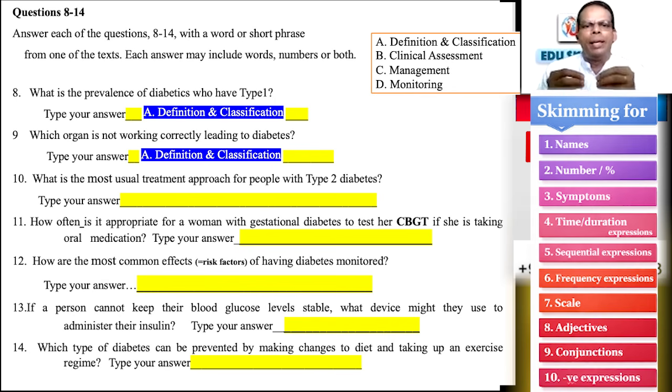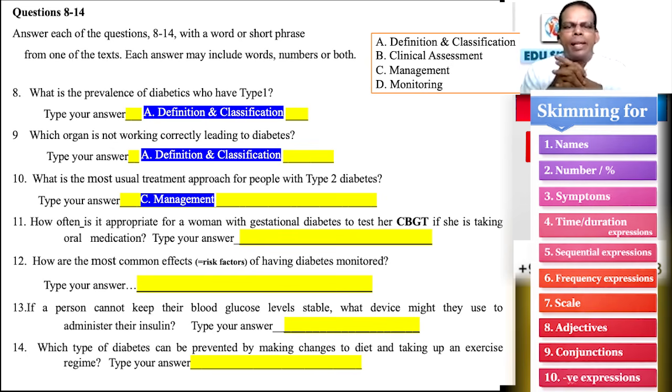The answer must be an organ. The other one should be a number. Now the third one: what is the most usual treatment approach? They are asking for what type of treatment. Most usual treatment, they are asking for a type of treatment, okay?